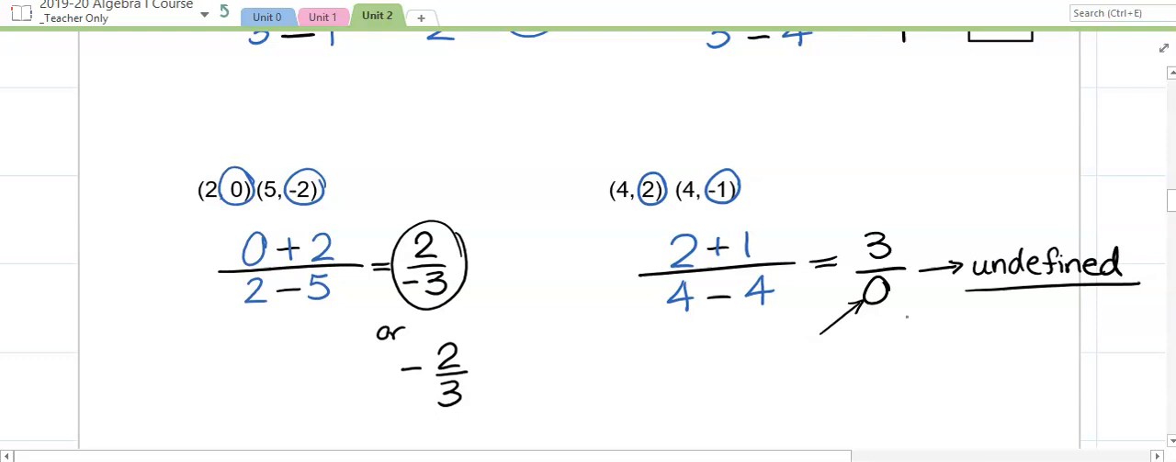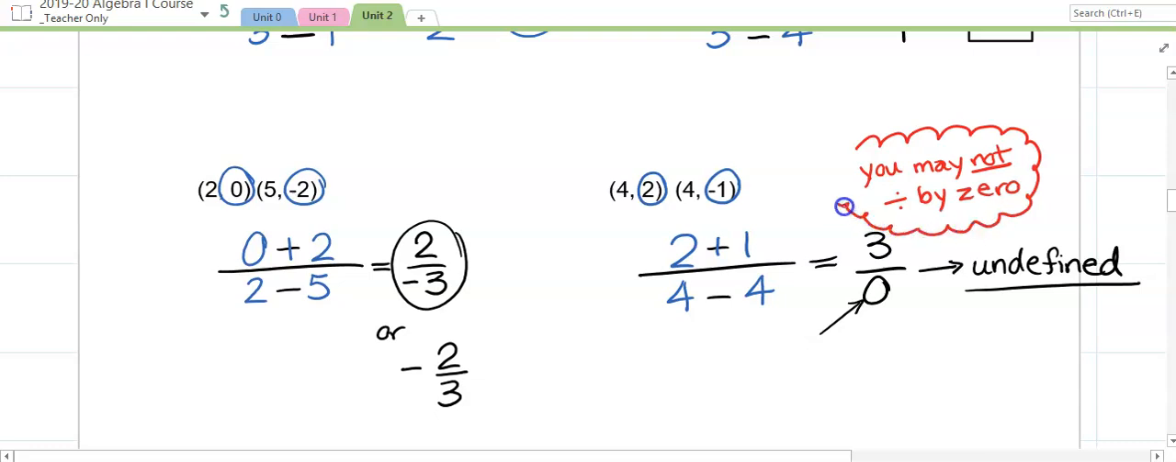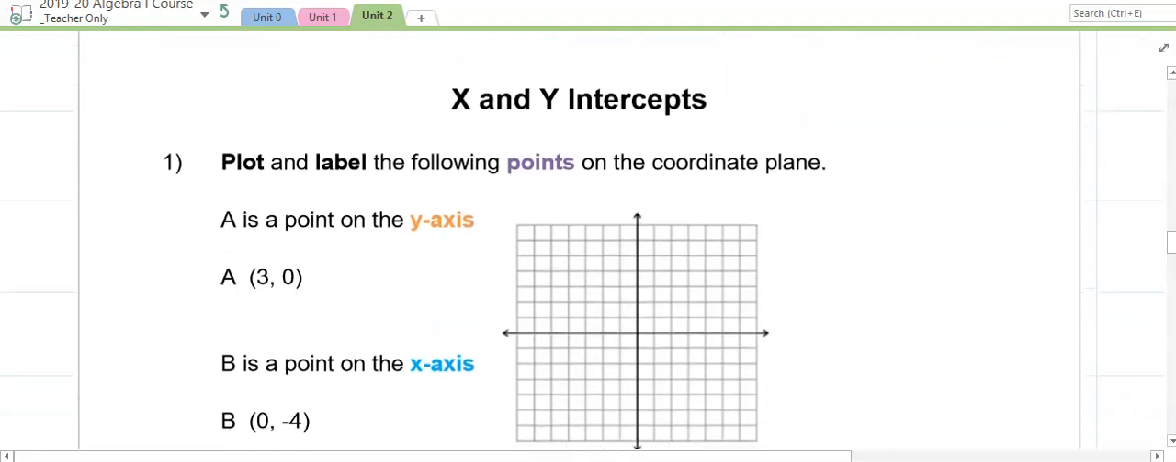You may not divide by 0. That's very important to remember. So I made a note in my notes, and I invite you to do the same. Next, we will talk about x and y intercepts in our next video.